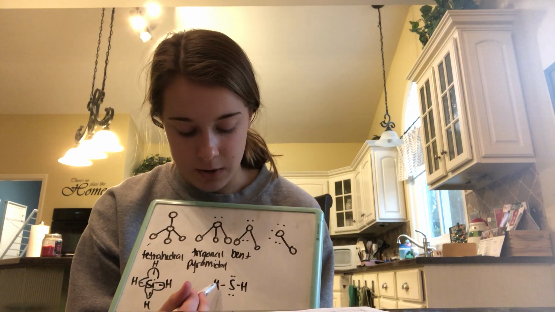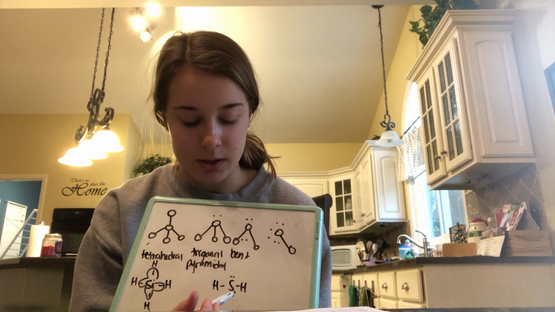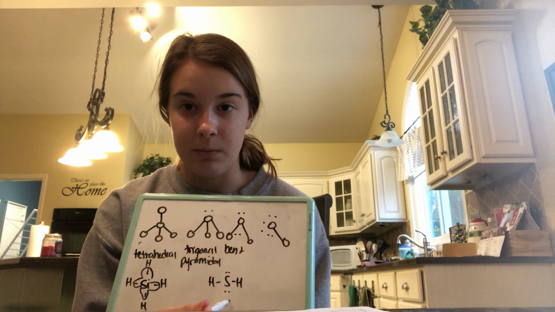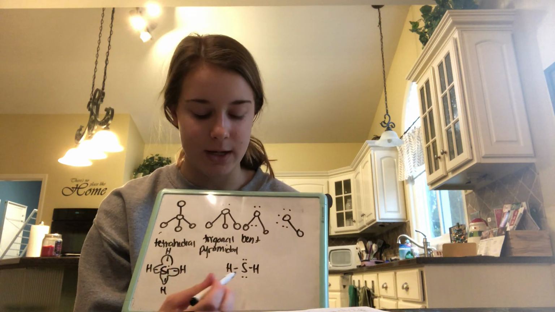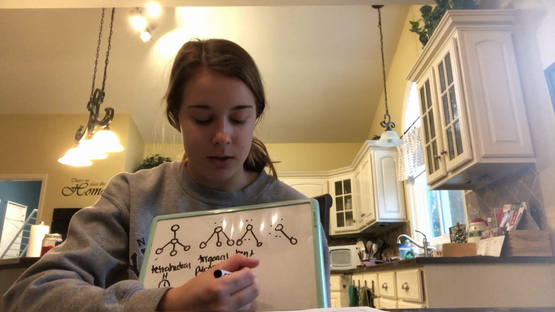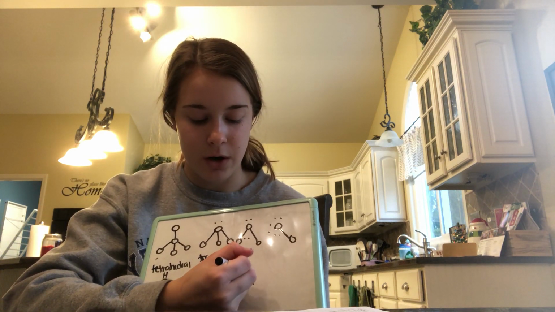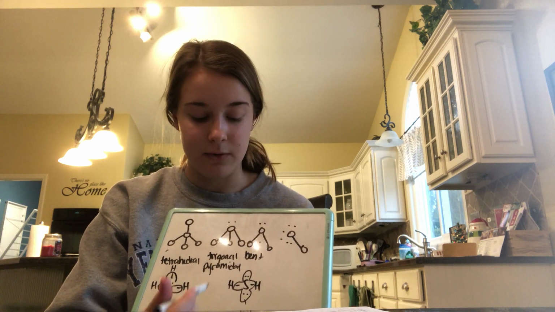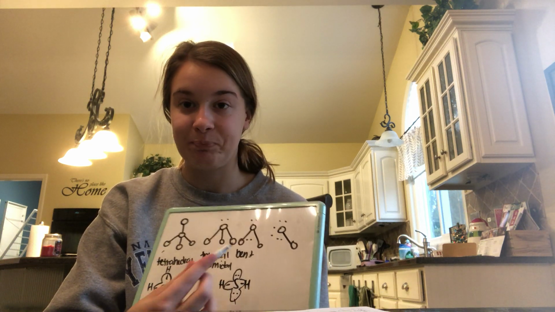So if you have sulfur with 2 hydrogens, you've got your 2 hydrogens with their 2 electrons with the single bonds, and then you've got 1 lone pair of electrons above and 1 below for sulfur so that it has its full octet. So if you count, it still has 1, 2, 3, 4 electron domains, but 2 of them are lone pairs, and that's what gives you the bent molecular geometry.